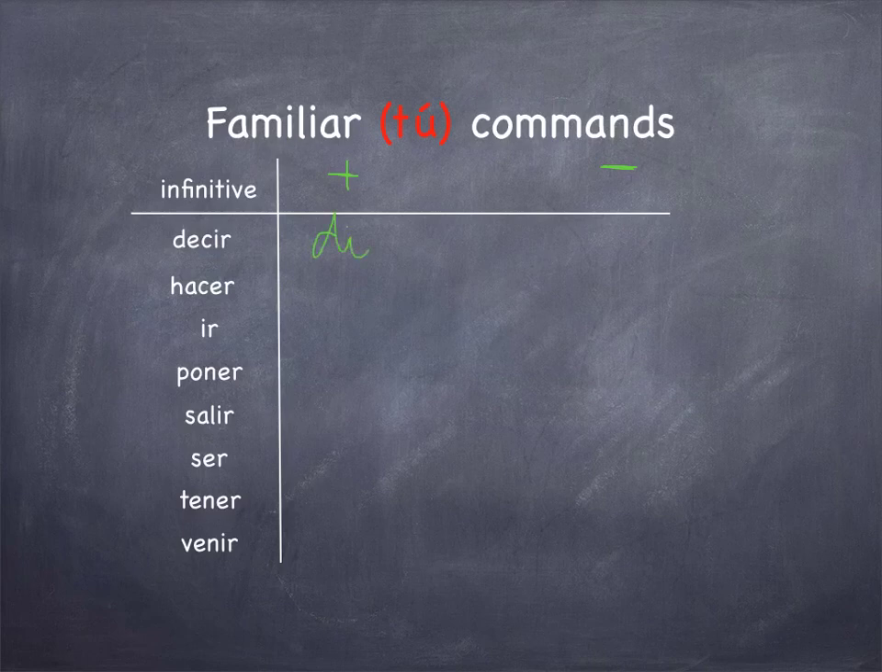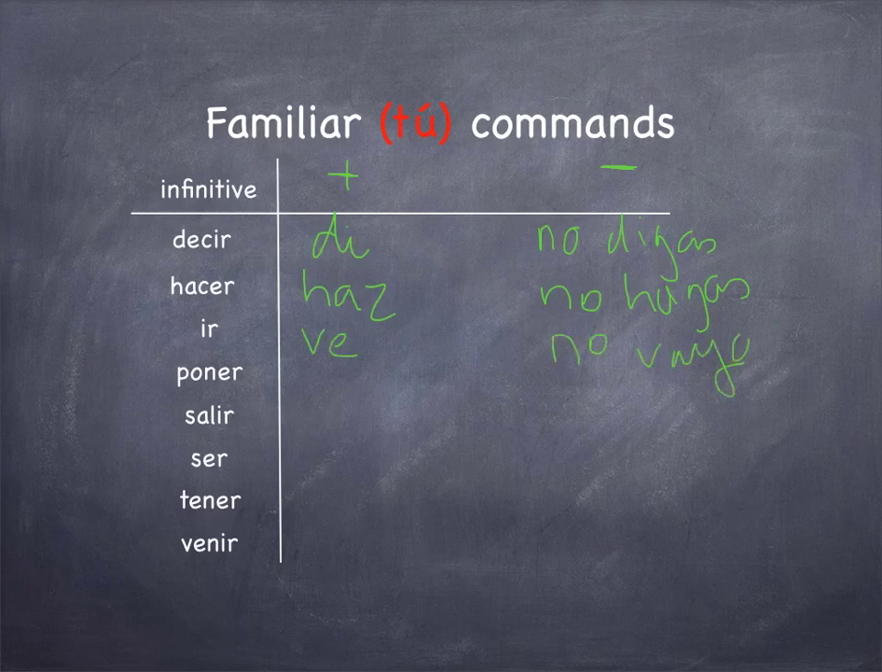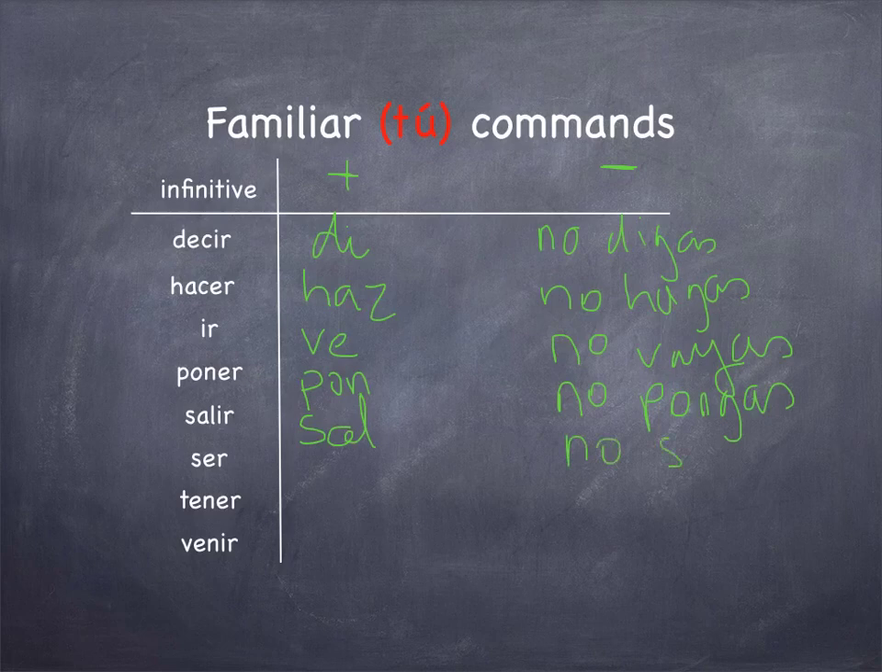So decir is irregular. The affirmative command would be di. The negative, no digas. Hacer, haz. Negative, no hagas. Ir, ve. Negative, no vayas. Poner, pon. Negative, no pongas. Salir, sal. Negative, no salgas.